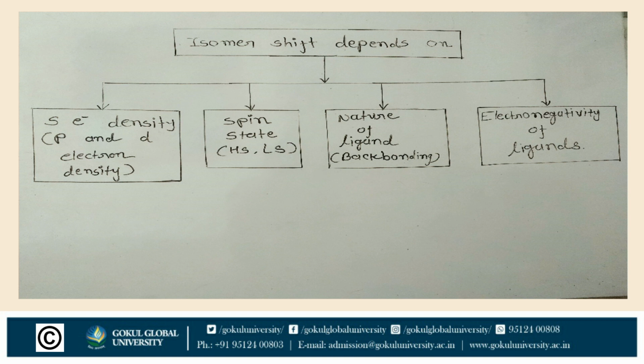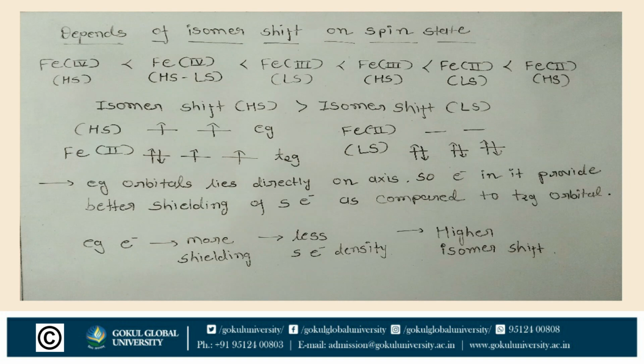Third thing is the nature of the ligand, meaning whether it is a strong field ligand or a weak field ligand, or a pi acceptor ligand or a pi donor ligand, because in this case the back bonding will affect the s electron density. And the fourth thing is the electronegativity of the ligand. So about s electron density we have discussed. Now we see the dependence of the isomer shift on the spin state.